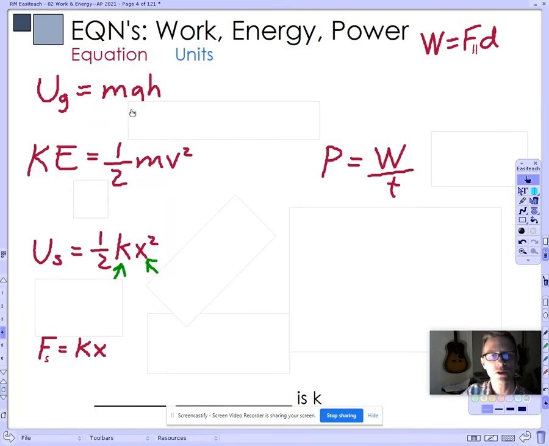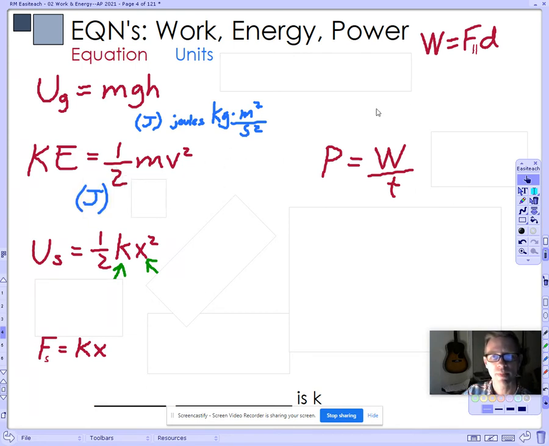The equation, U sub G equals mgh, anytime you see a U, that is a form of potential energy. Measured in joules. A joule is a kilogram meter squared per second squared. Think about it. Mass is kilograms, g is meters per second squared, h is meters, meters per second squared times meters, and meters squared per second squared. Kinetic energy, you got kilograms times velocity, which is meters per second, but that's squared, meters squared per second squared.